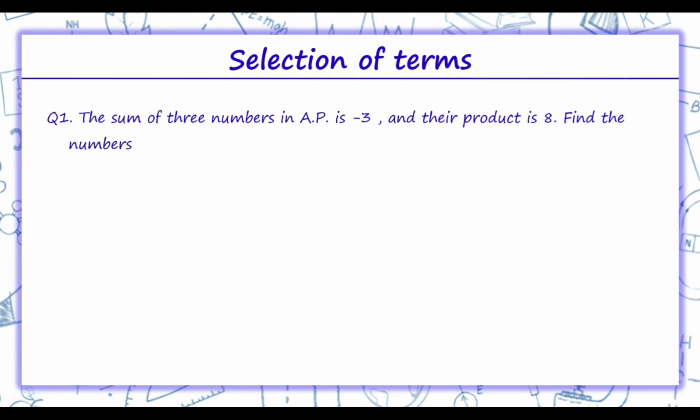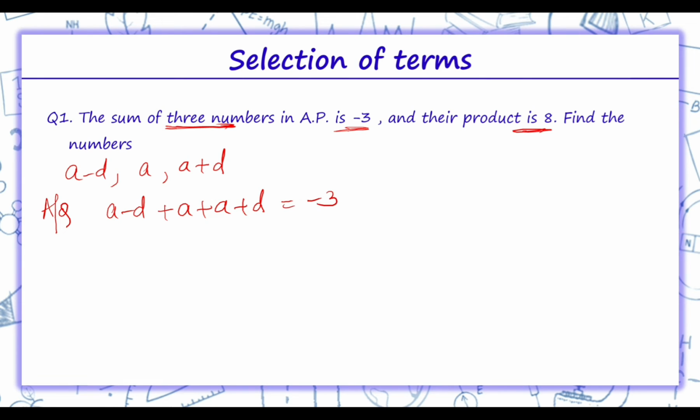So coming on to the question. The question is the sum of 3 numbers in AP. Now they have given, we have to find 3 numbers which are in AP. Their sum is minus 3 and their product is 8. So we have to find the numbers. So we'll let the 3 numbers be a minus d, a, a plus d. So according to the question, their sum, a minus d plus a plus a plus d, is minus 3. d and d cancel out. 3a is minus 3, so a will be minus 1.